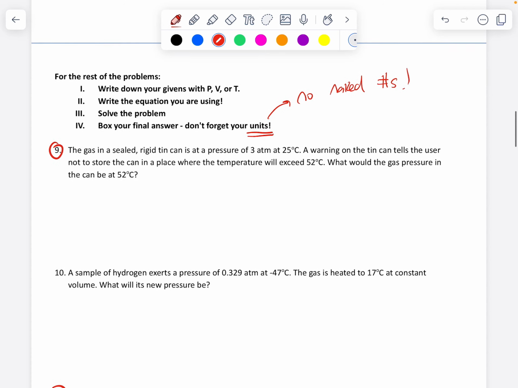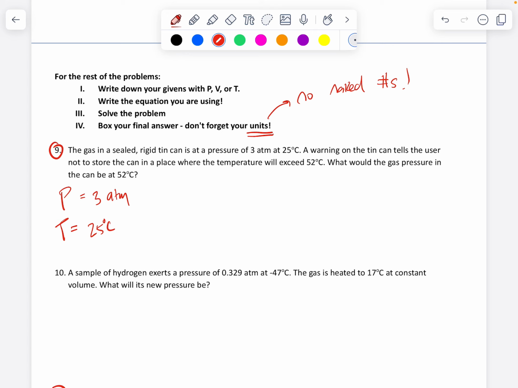All right, so here's number 9. The gas is sealed in a rigid tin can at a pressure of 3 atmosphere at 25 degrees Celsius. Right off the bat, I'm given 2 variables. So that's pressure at 3 atmosphere. And what is my temperature? It's 25 degrees Celsius.